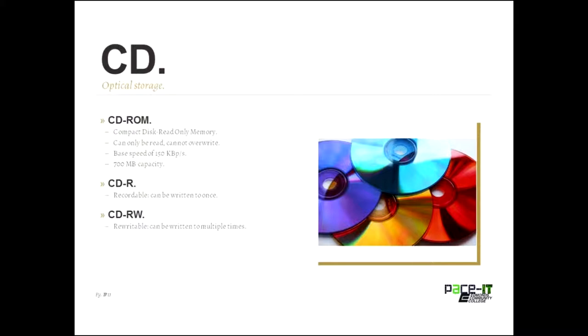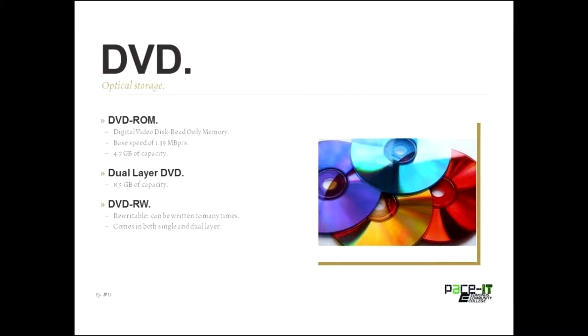And then we have the CD-R. That's recordable. You can write to it once. And then there's the CD-RW. You can write to it multiple times. Now let's move on to DVDs. DVD-ROM, read-only memory, can only be read, can't be written to. It had a base speed of 1.39 megabytes per second with a max capacity of 4.7 gigabytes. Whole lot more space than that CD-ROM.